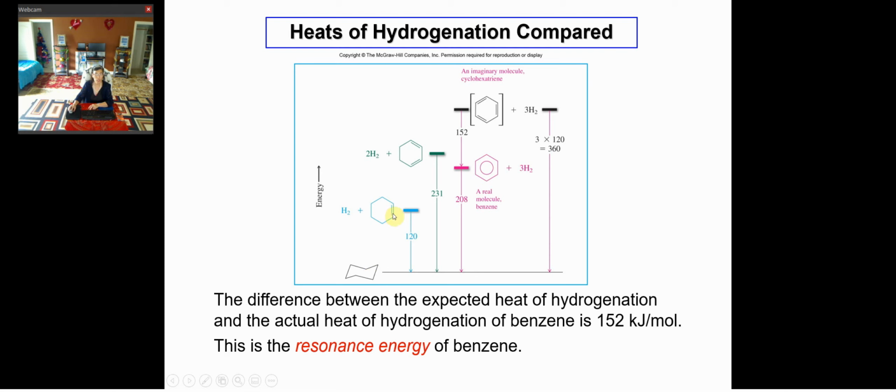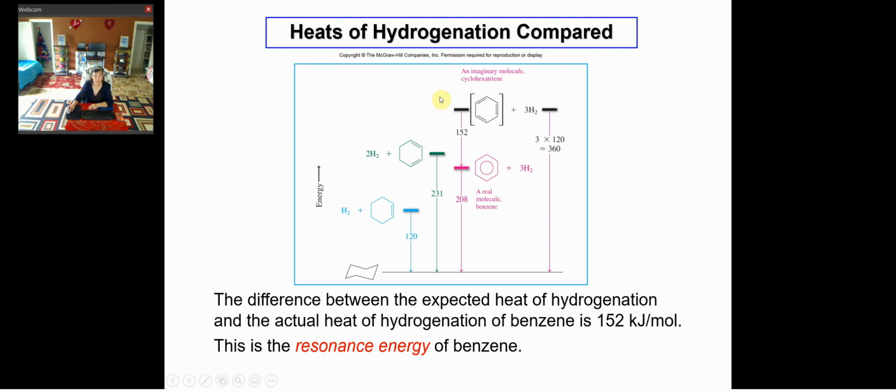For the first molecule, if this reaction occurs, you do need 120 kilojoules per mole. If you have this diene, theoretically you should need 240 kilojoules, but you do have about 9 kilojoules per mole, the heat of hydrogenation deduction. That difference between the expected heat of hydrogenation and the actual heat of hydrogenation is considered resonance energy.